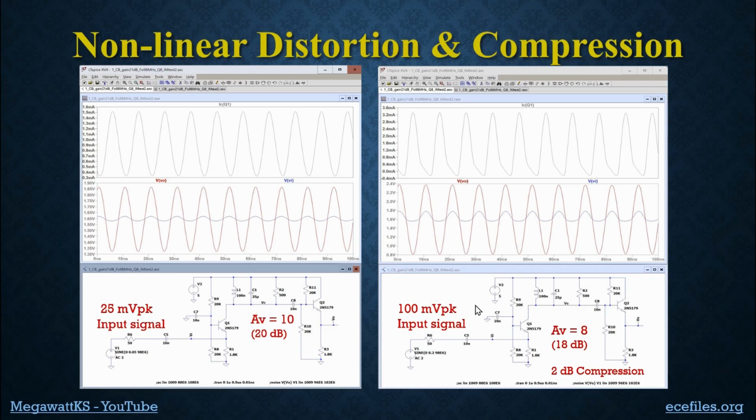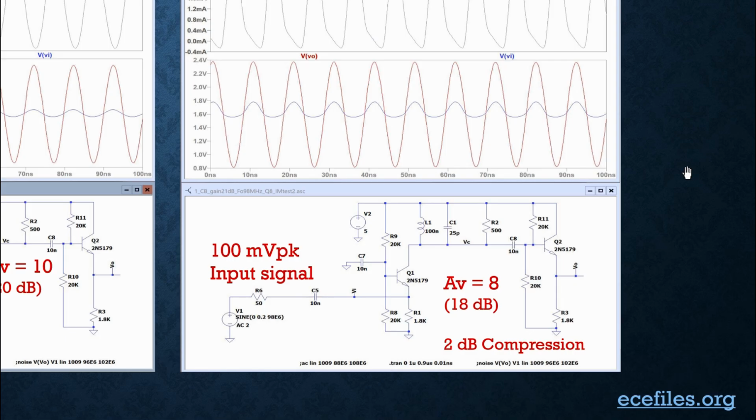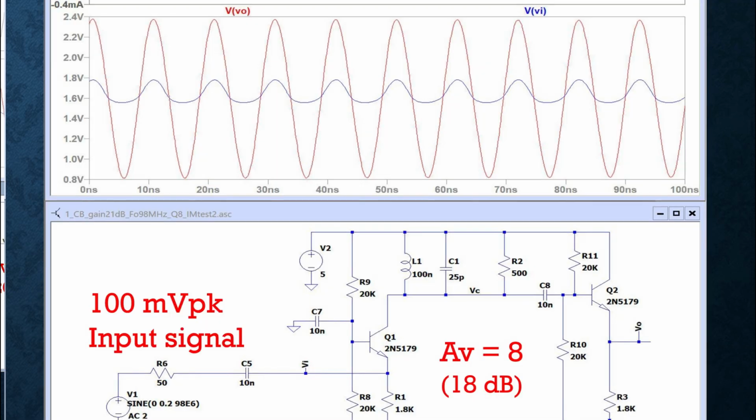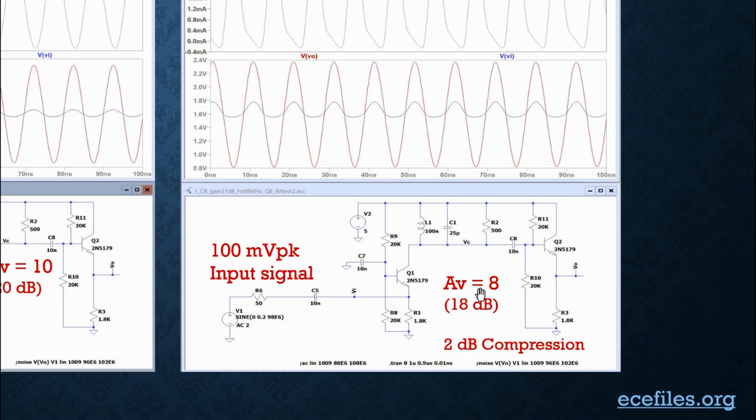All right, let's see what happens when we go to a 100 millivolt peak-to-peak input signal. That's 4 times larger, and so the output should be 4 times larger. And let's see if it is. Well, to keep this video from getting too long, I'm going to let you freeze this here and do your own computations and see if you agree that the voltage gain in this case ends up being only 8.